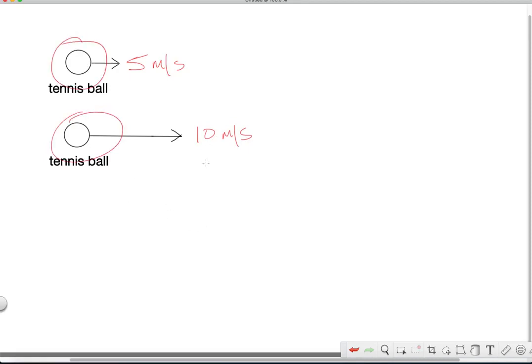And so the force applied by these tennis balls, because it is the force primarily that's causing the pain, the force applied depends on the velocity of the tennis ball.